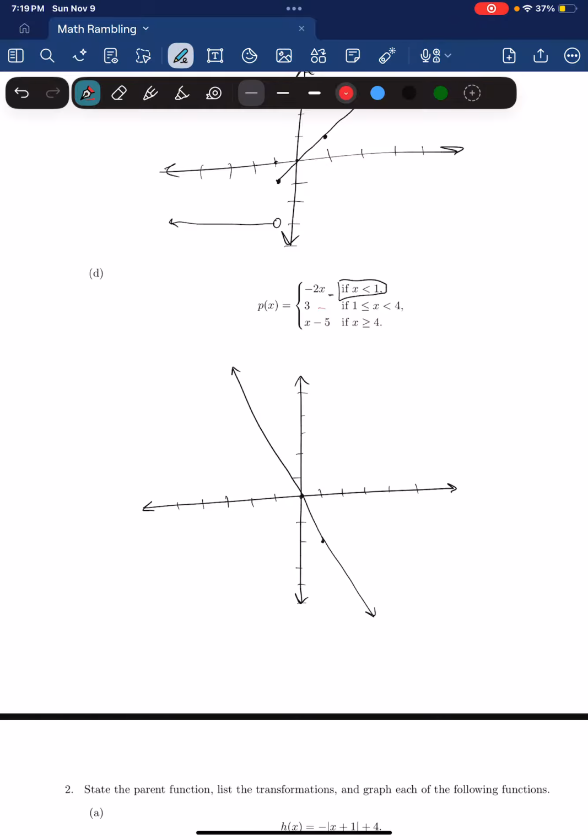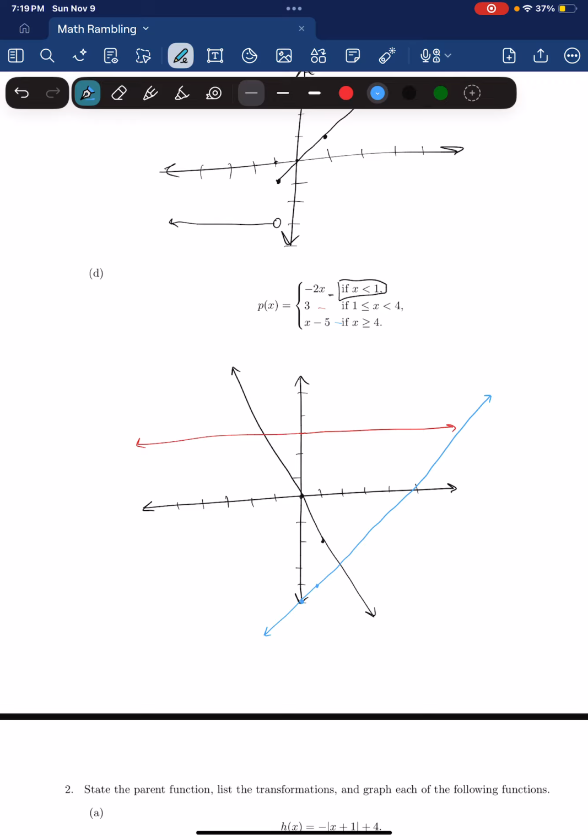P of x equals 3. 1, 2, 3. Just a horizontal line. And P of x equals x minus 5. Okay, our y-intercept is -5, so 1, 2, 3, 4, 5. And then y equals x, so up 1, over 1. Let me continue that on like that.